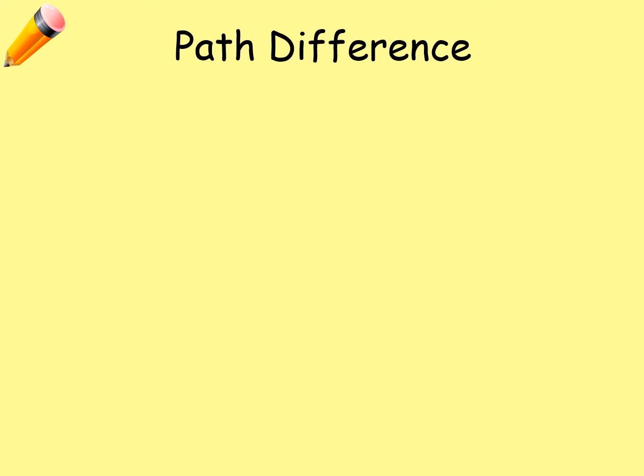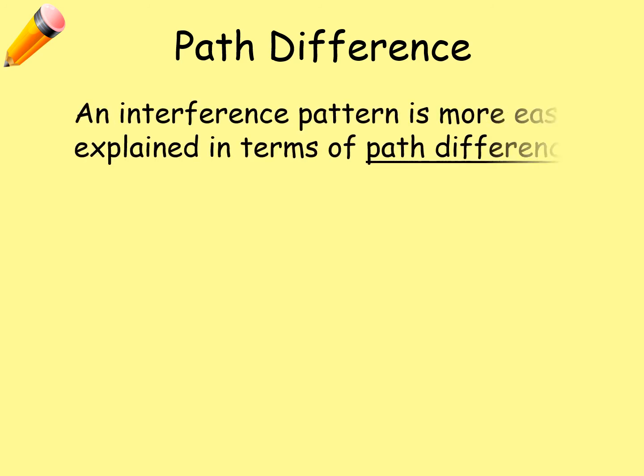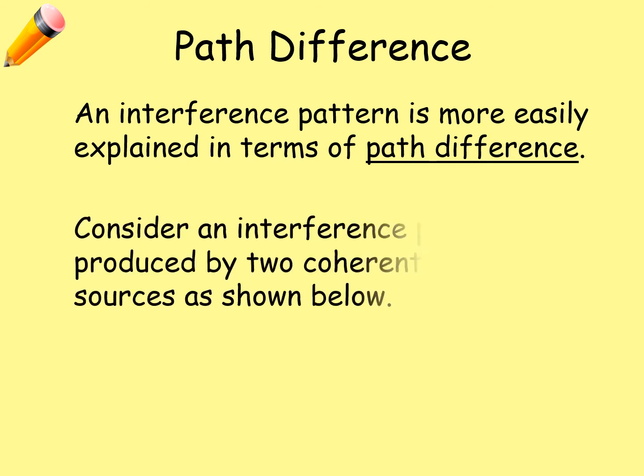When considering interference, we should look at the path difference between waves coming from two sources. An interference pattern is more easily explained in terms of path difference. Consider an interference pattern produced by two coherent wave sources, as shown on the next slide.